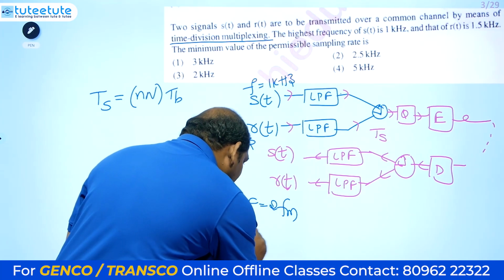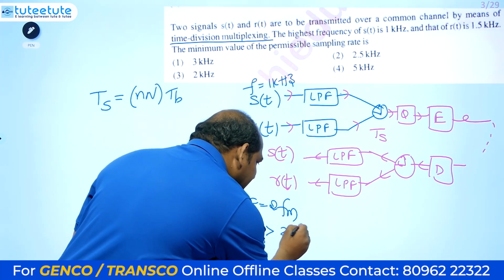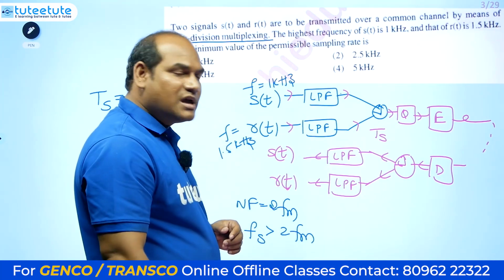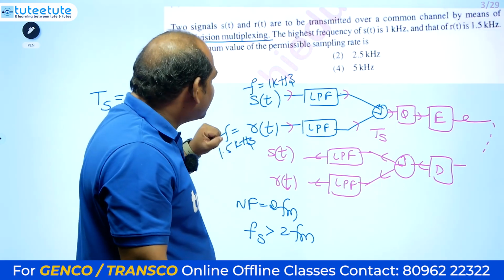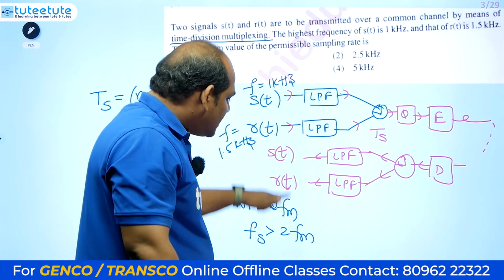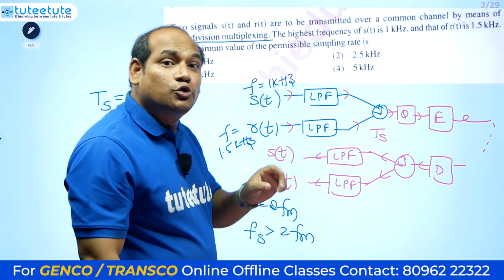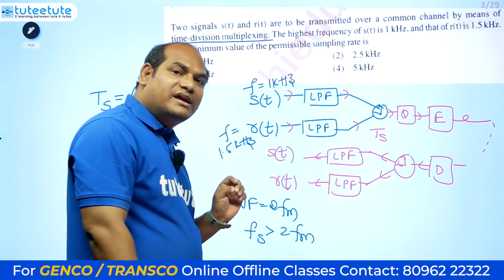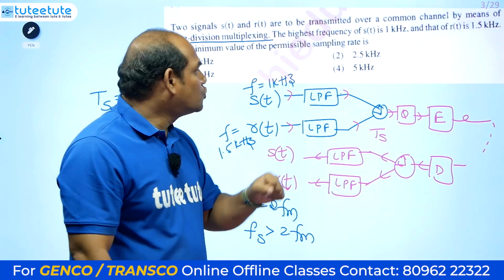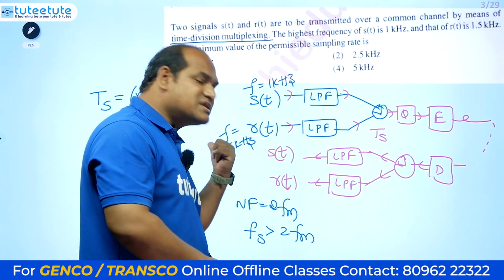According to the question, according to the sampling theorem, Fs must be greater than 2FM. If you take this one, you will not satisfy this 1.5K. You observe here, if you take this 1K, how much will you get? 2K you will get. But what is required for 1.5K? 3K is required. So if you take this 1K, you will not satisfy this one.